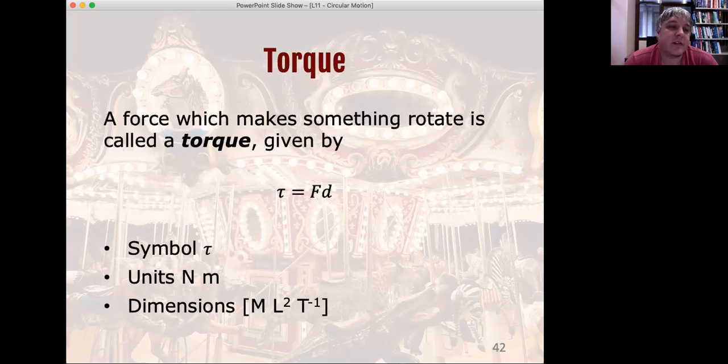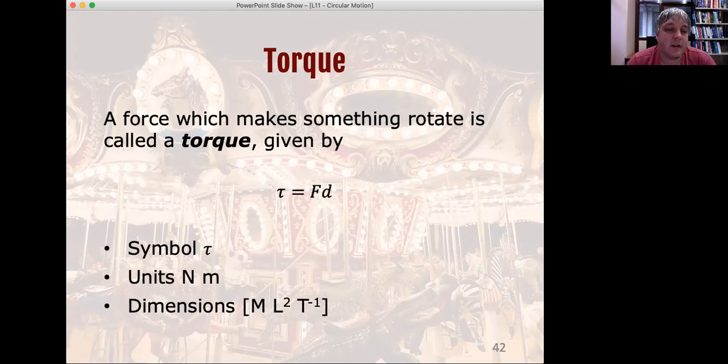A torque is the name of that force that causes something to rotate, and it is just the product of the force and that lever arm, Fd. So torque is equal to Fd. The symbol is not a T, it's actually another Greek letter, tau. It looks like a curvy little T, so learn that symbol. The units, force times distance, are newtons times meters, so we've got newton meters as our SI unit.